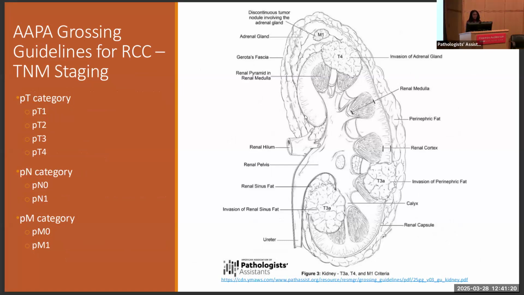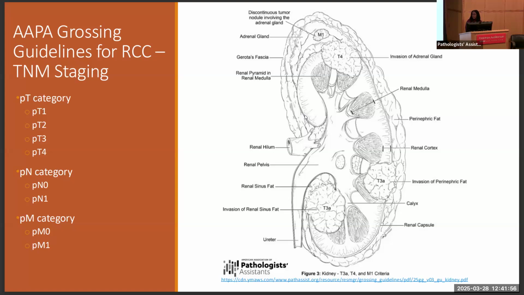With the pT1 category, the tumor is less than or equal to 7 cm in greatest dimension, and the tumor is confined to the kidney. With pT2, the tumor is greater than 7 cm in its greatest dimension. However, it is still confined to the kidney. With pT3, the tumor extends to the major veins, the perinephric tissues, and the adrenal gland located on the same side. However, it does not extend beyond Gerota's fascia. pT4, the tumor extends beyond Gerota's fascia.